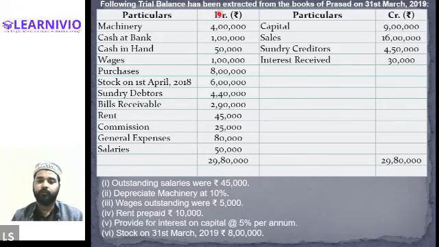Got it. Then we have general expenses, no other additional information regarding general expenses given in the question. So the entire amount will be recorded in the profit and loss account debit side, 80,000.